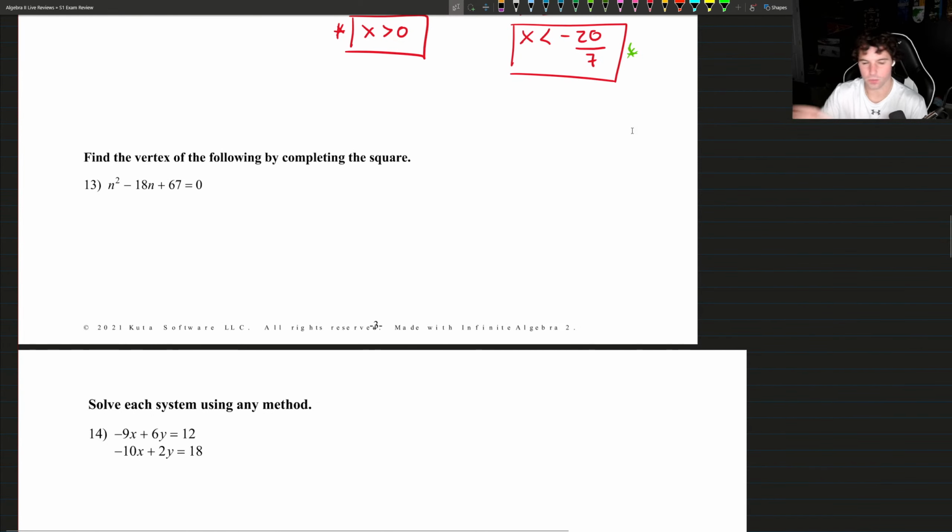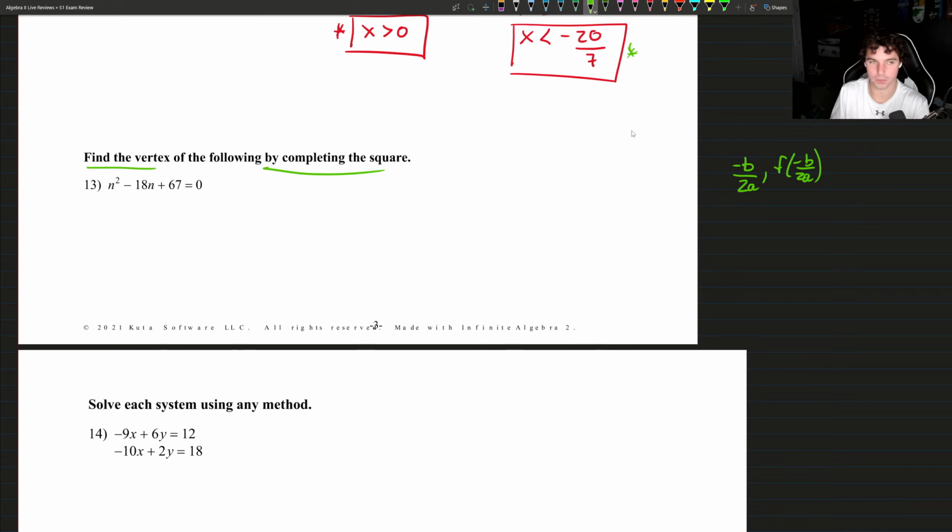Number 13, so we get back into quadratics for a quick second. Find the vertex by completing the square. We know how to find the vertex from up above: that's negative b over 2a, and then plug that back in. But I'm asking you to do completing the square instead. When we're completing the square, the one thing we're worried about are the first two terms, n squared minus 18n, and we're going to put that inside a perfect square.